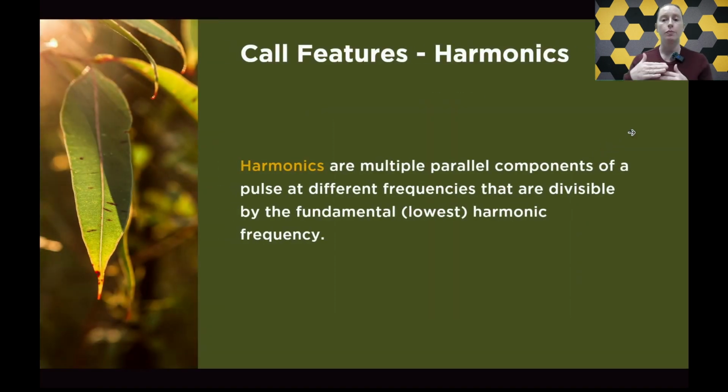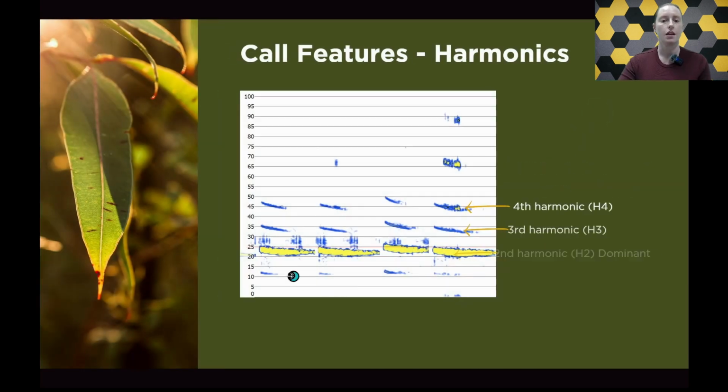Harmonics are multiple parallel components of a pulse. They're different frequencies, but they're all divisible by the fundamental or lowest harmonic frequency. So here we can see harmonics. We've got our first harmonic. This is the fundamental, the lowest frequency harmonic.